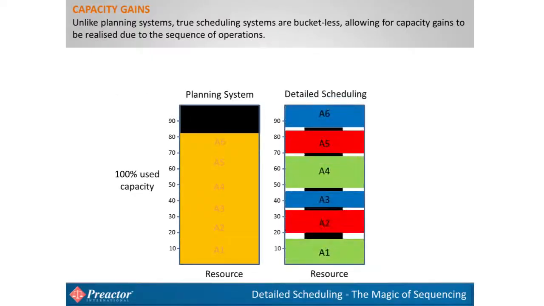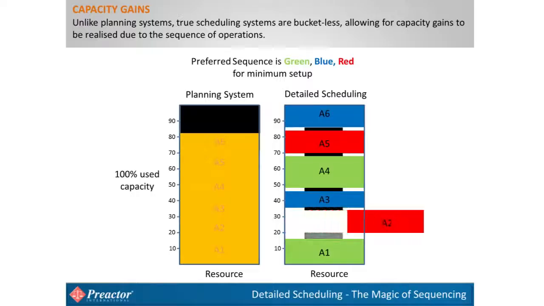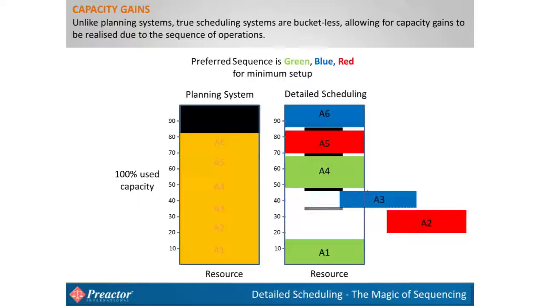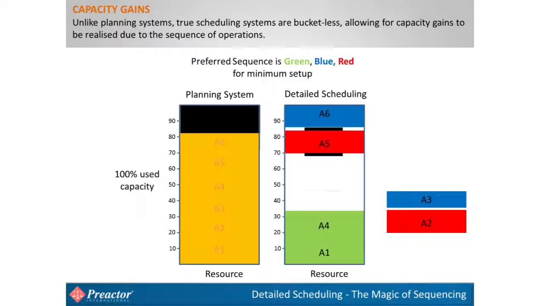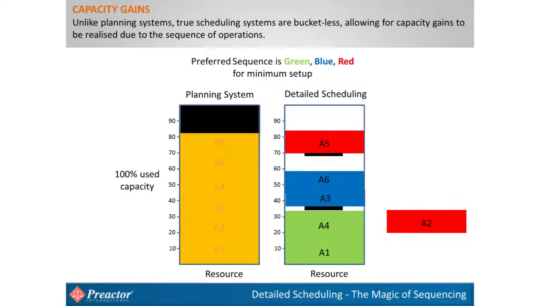Now let's look at the same load in a scheduling system. Here we have preserved the sequence that we loaded each batch and added the setup time between each. The preferred sequence is green, blue, then red, as this will minimize the setup time, and by doing this we have had a capacity gain or increased efficiency.